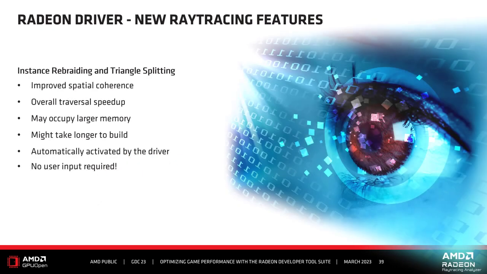With the new RDNA 3 architecture, the AMD Adrenalin driver has been upgraded to include new acceleration structure features, such as instance re-rating and triangle splitting. These features improve the spatial coherence, meaning that the new arrangements of the acceleration structures reduce the traversal operations, resulting in fewer cache misses and so on. In some cases, these features may cause the acceleration structure to occupy larger memory or may take slightly longer time to build. But overall, these features are automatically activated by the driver, so no user input is required. The Radeon Raytracing Analyzer UI has also been updated to visualize these new features.